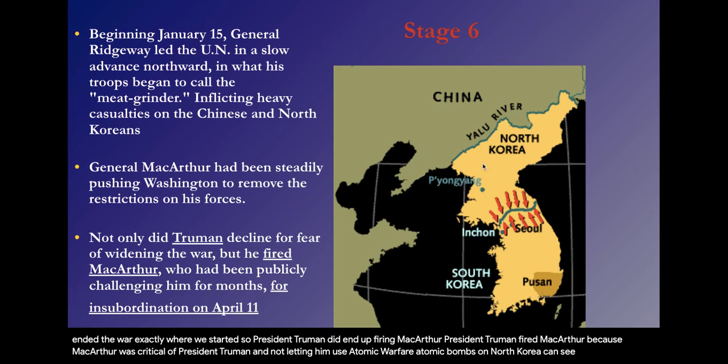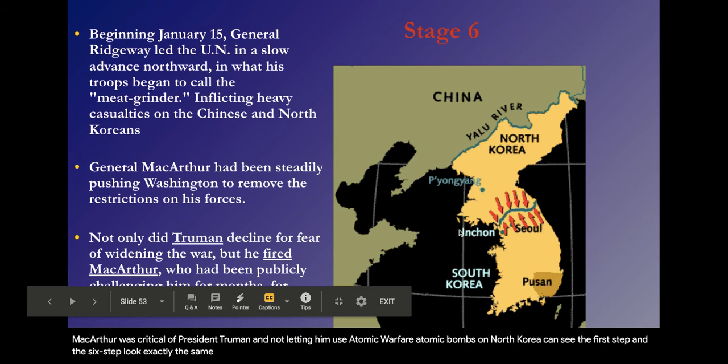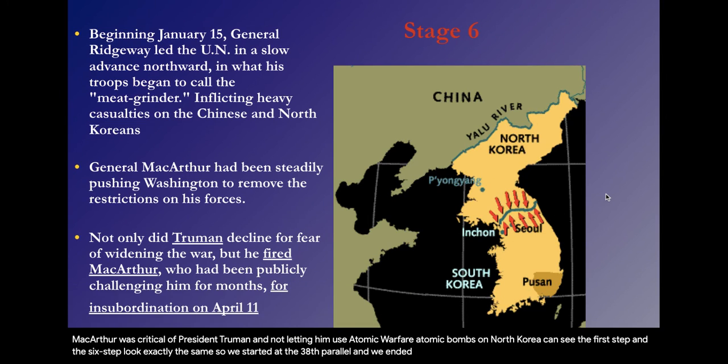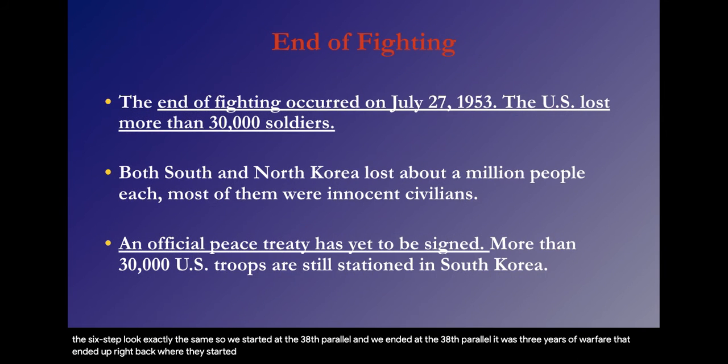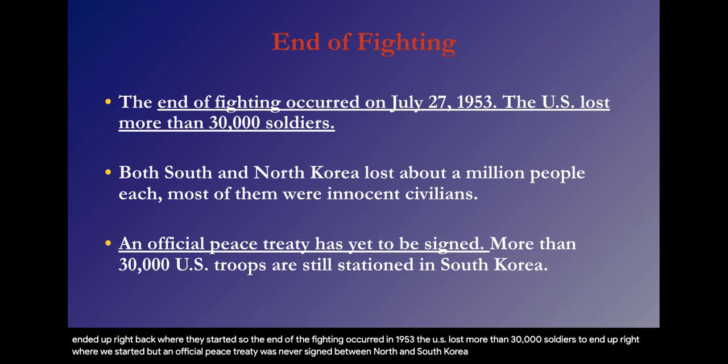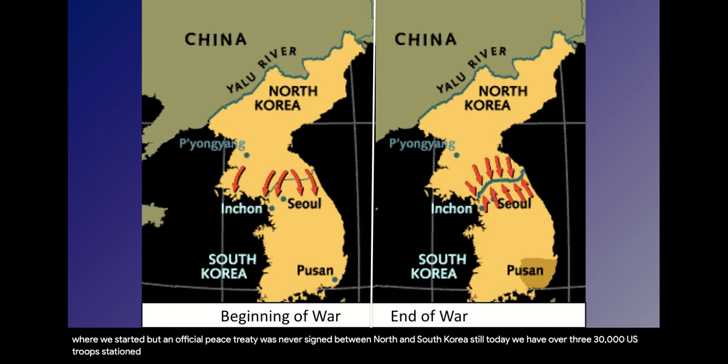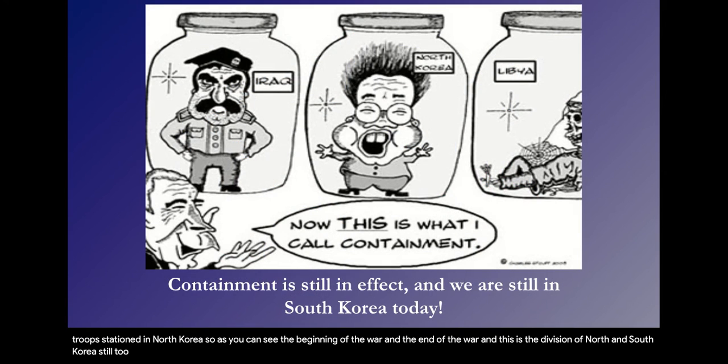As you can see, the first step and the sixth step look exactly the same. We started at the 38th parallel and we ended at the 38th parallel. It was 3 years of warfare that ended up right back where they started. The end of the fighting occurred in 1953. The US lost more than 30,000 soldiers to end up right where we started. But an official peace treaty was never signed between North and South Korea. Still today, we have over 30,000 US troops stationed in South Korea. So as you can see, the beginning of the war and the end of the war. And this is the division of North and South Korea still to this day.